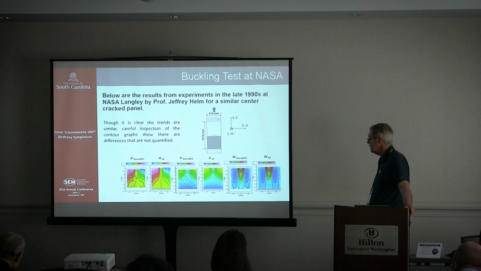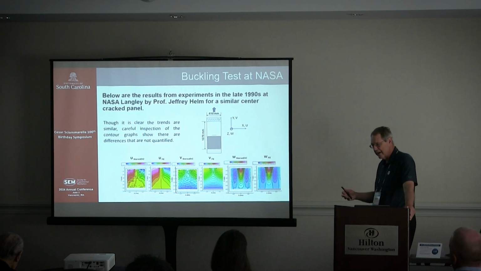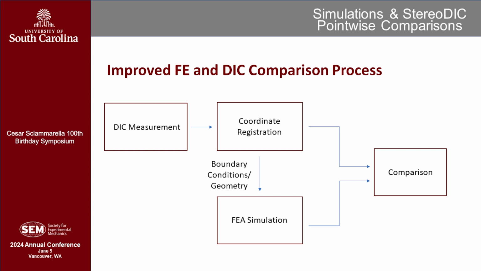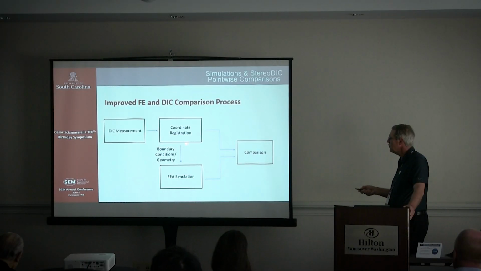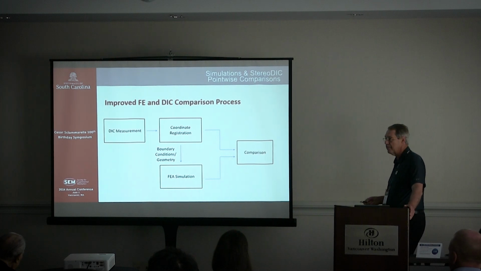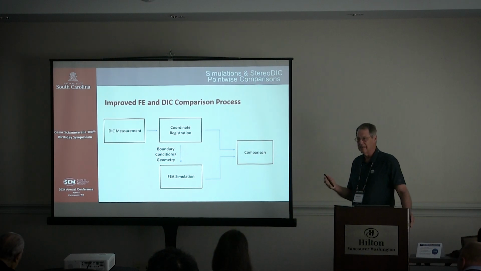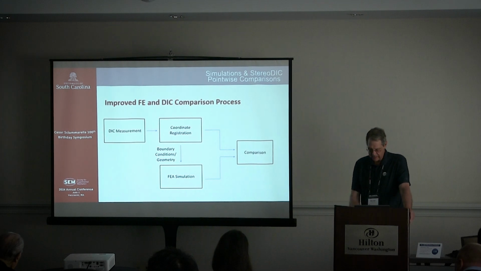Jeff's work gave us the indication that if we're going to really compare in an honest, straightforward manner, we got to have the right boundary conditions. We got to have the right comparisons of data. So, an improved method, in principle, you have the DIC measurements. You do some sort of coordinate transformation or registration here, which includes boundary conditions and geometry that are then fed to the FE simulation in the appropriate way, and then you can compare after they've been properly registered, directly compare the results. So that's the idea, is you got to connect these in a way that makes sense.